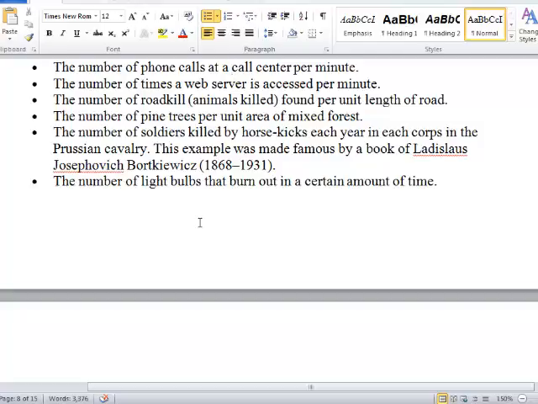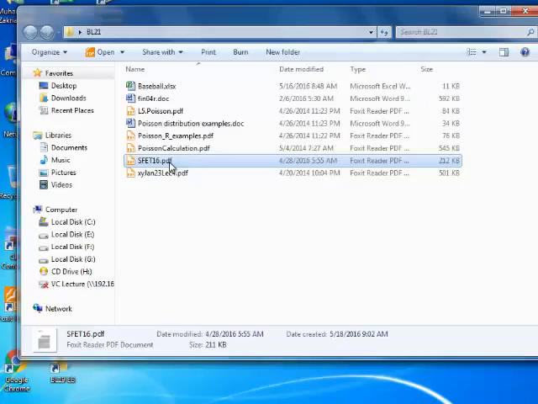Number of light bulbs that burn out. In this building we have hundreds of light bulbs. The probability that today one light bulb will burn out is, for each one, very low, but if we take all of them, there will be some probability. On some days the event will be 0. So this is a Poisson which has a low lambda, and the probability of x equals 0 is relatively high.